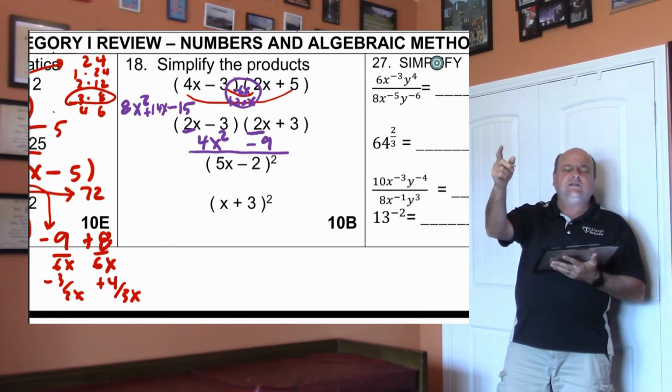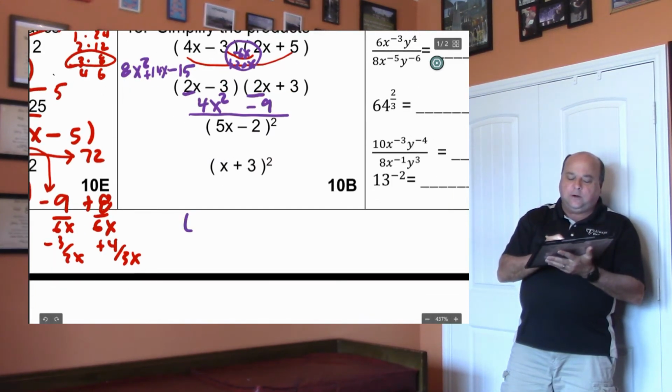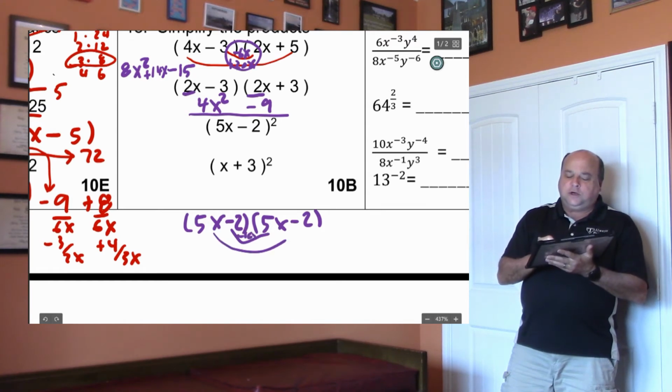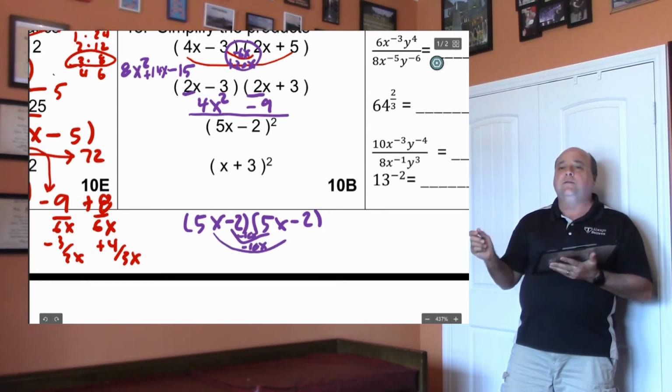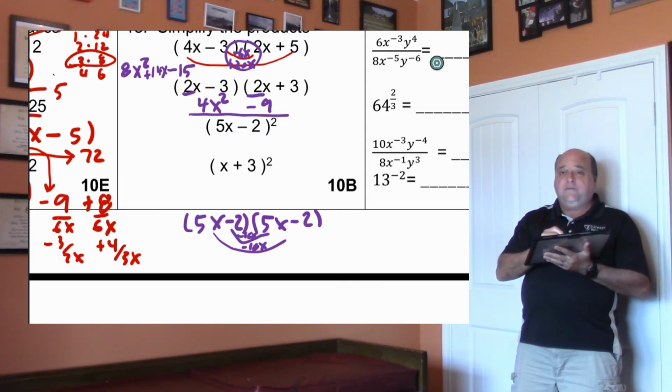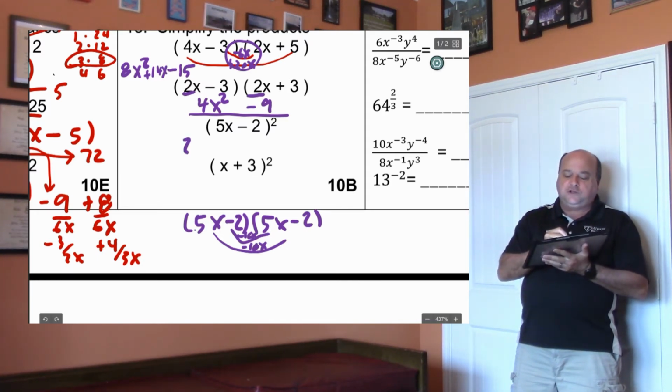On the next one, I'm going to do this once down here. Let's write down 5x minus 2 twice. Okay? If I were to draw the arches, both arches would be negative 10x, wouldn't they? Okay? So this is how you do this problem. You do 5x times 5x, which will be my first terms.